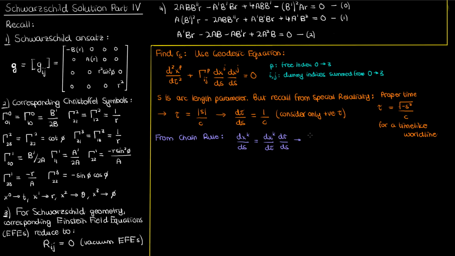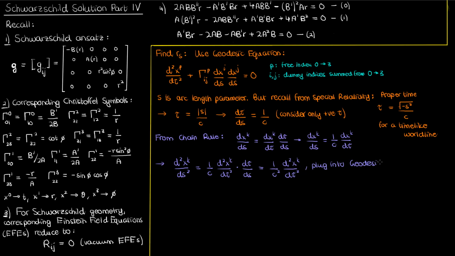But we know d tau by ds is just 1 over c, so dx super k by ds simplifies to this. When we take the second derivative of x super k with respect to s, we get another factor of d tau by ds. So now the second derivative of x super k in s is its second derivative in tau times 1 over c squared. If we plug these expressions in for the first and second derivatives into our geodesic equation, we get the exact same equation, but this time with a factor of 1 over c squared out front, and also now we're differentiating with respect to tau.